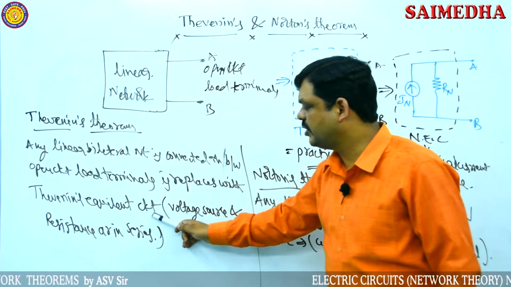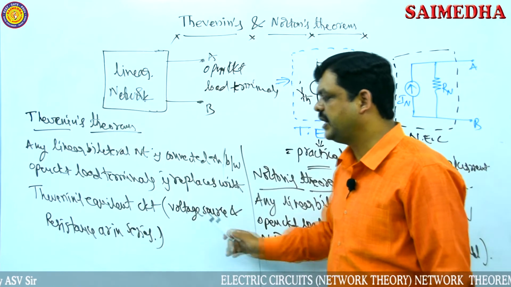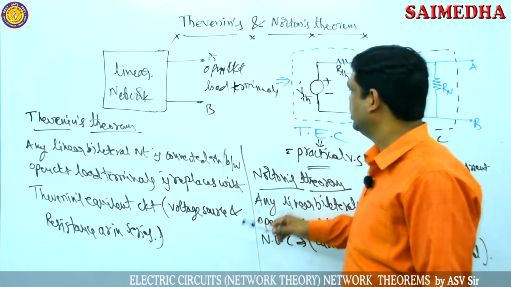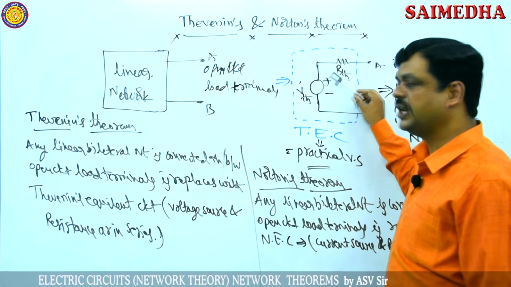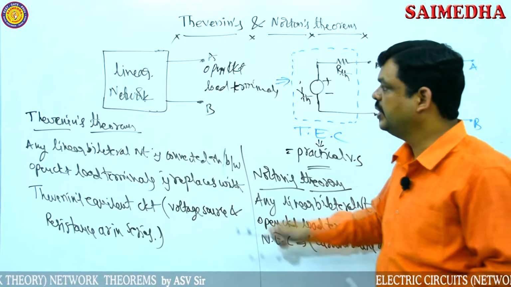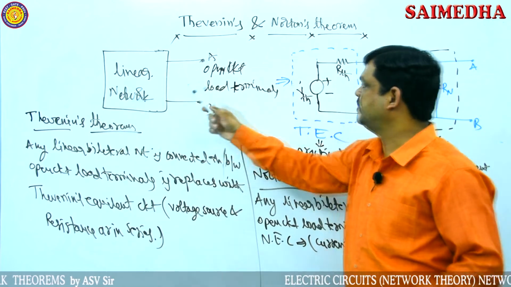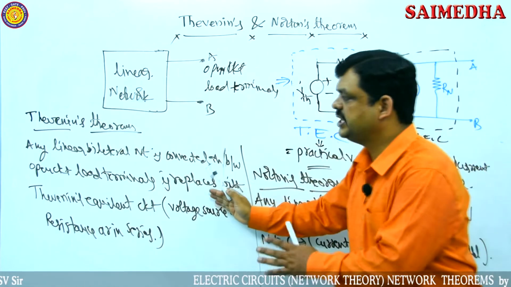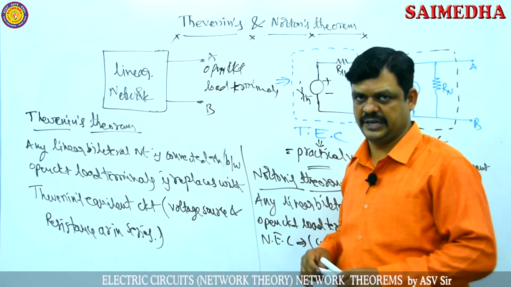Thevenin's equivalent circuit consists of one voltage source and one resistance, both in series. This circuit is called Thevenin's equivalent circuit. So the complete network is replaced with Thevenin's equivalent circuit. This explains the statement of Thevenin's theorem.